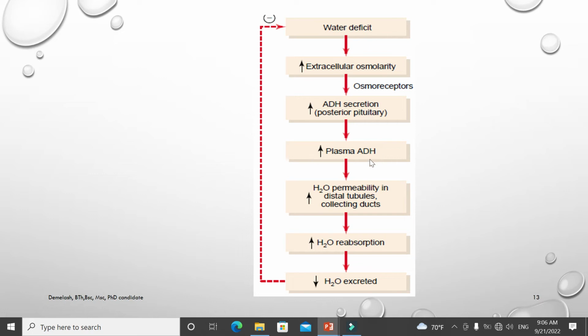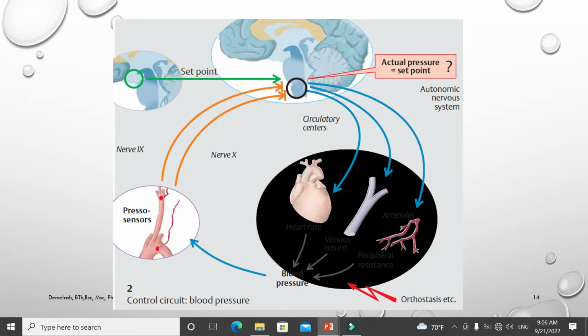Then plasma ADH will increase. This will increase H2O permeability in the distal tubules and collecting duct. Finally, water reabsorption will increase. Conversely, there will be decreased excretion of water. Okay, by this means this water deficit will be restored.